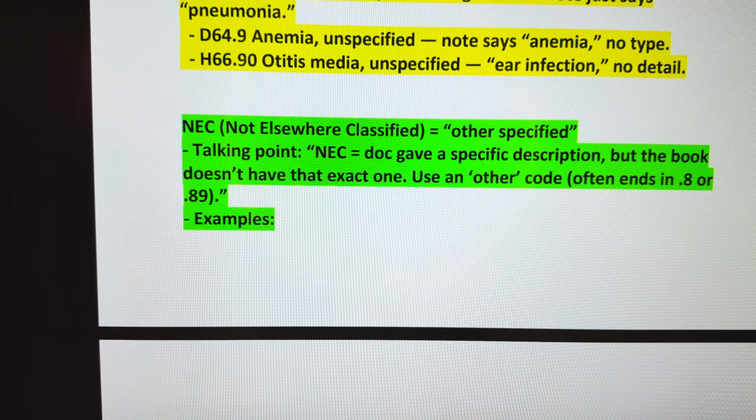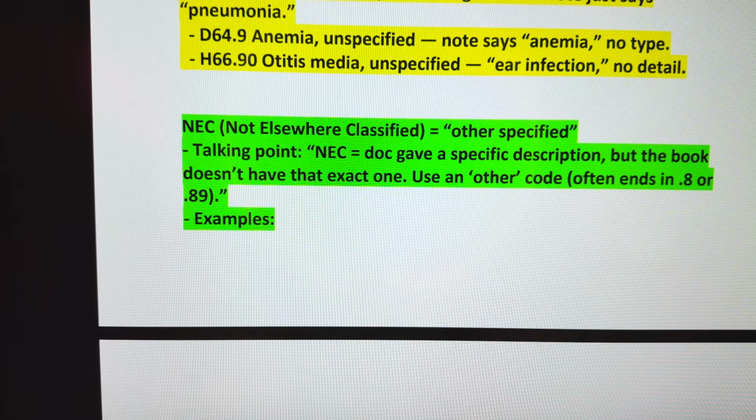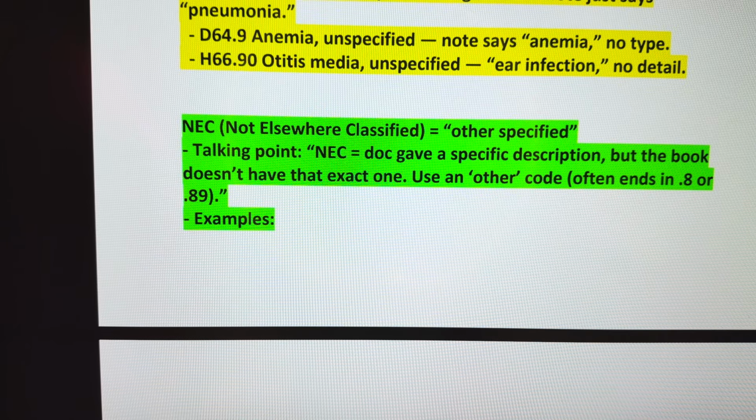NOS, not otherwise specified. It's not specific. Used when the note is too vague. So for example, we have pneumonia. The note just says pneumonia. So when you go to the alphabetic index, the pneumonia is not COVID. It's not viral. It's not bacterial. You have to stop at pneumonia. There was no organism specified. Okay, so we're going to code that to just J18.9.